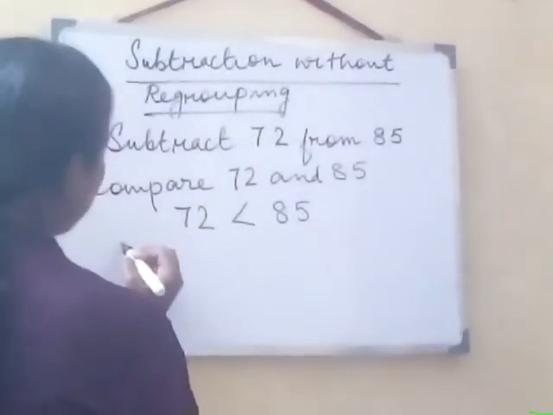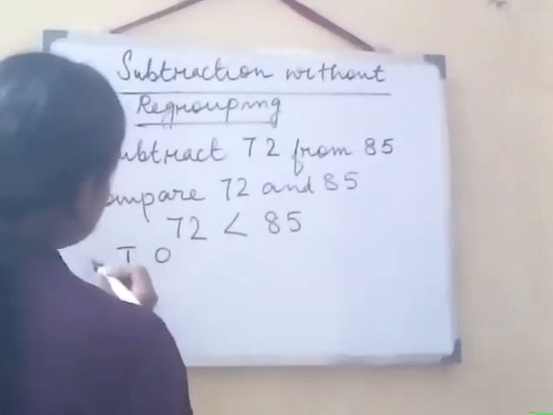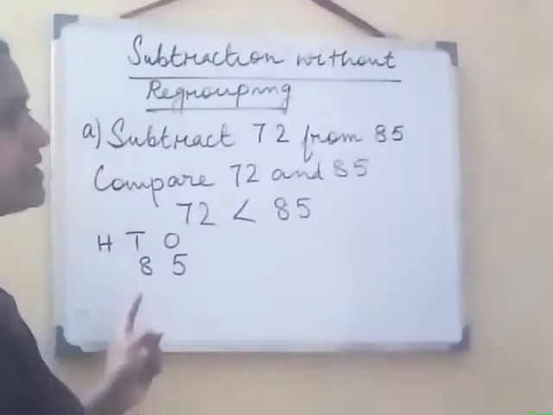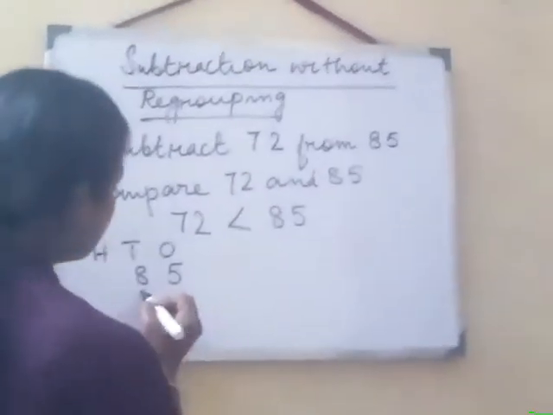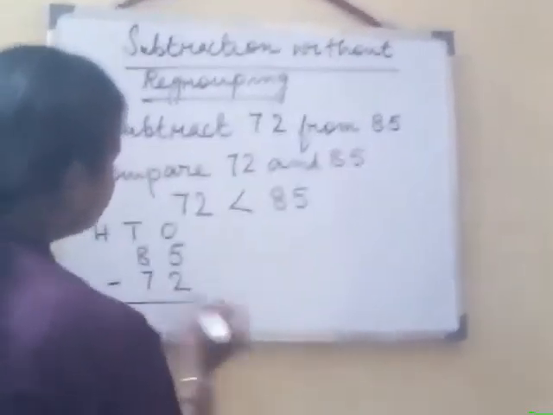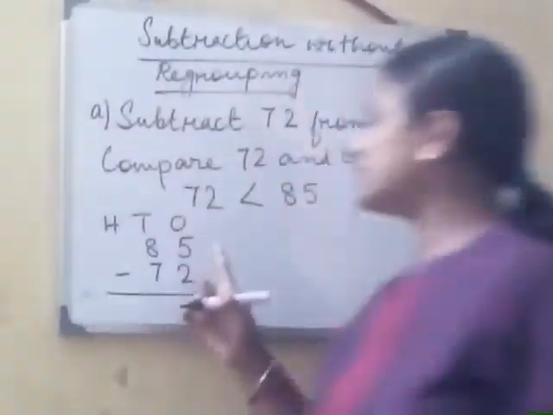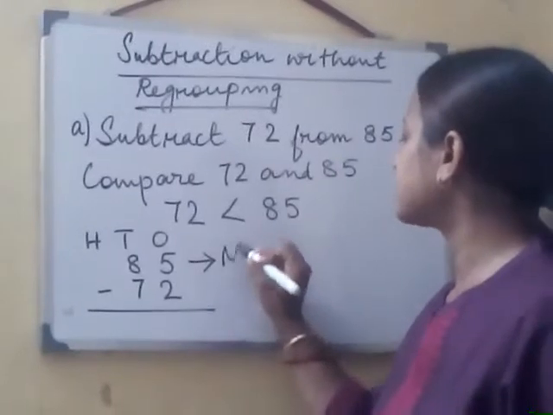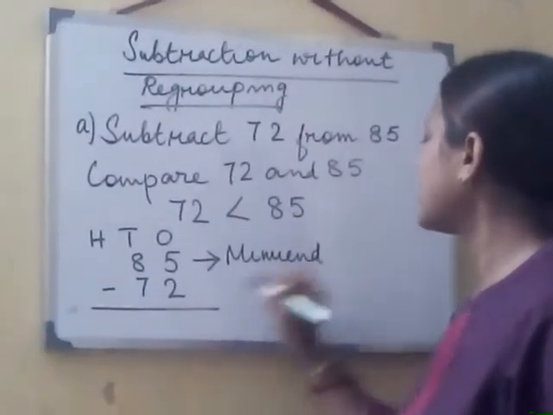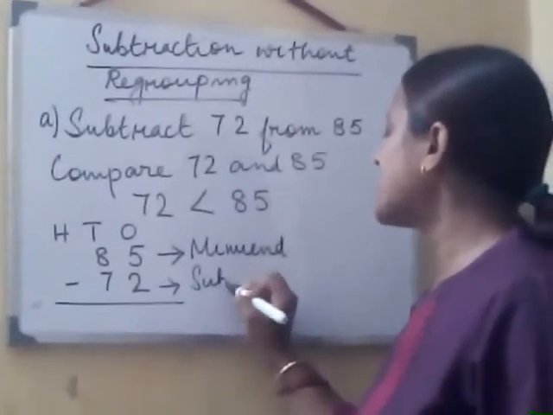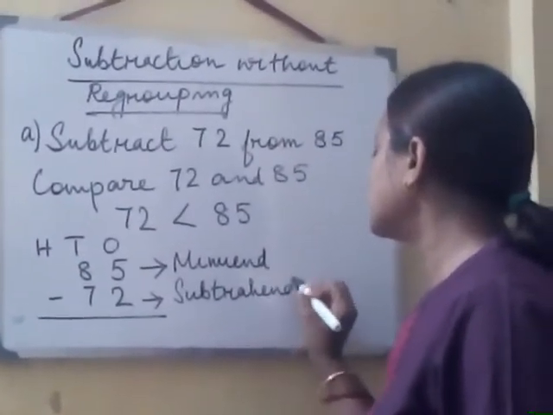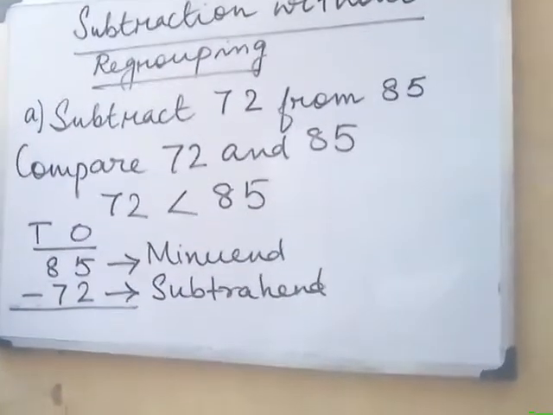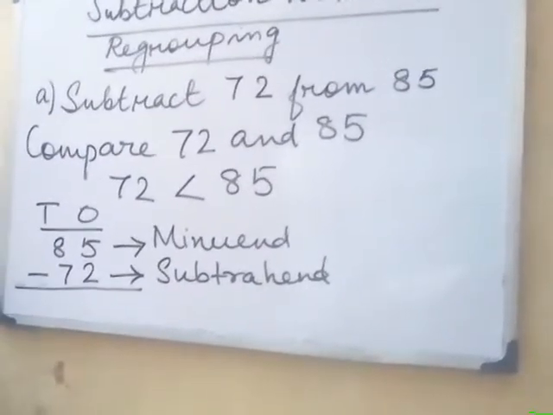Before doing subtraction, we have to write the units, ones, tens and hundreds. So 85, as it is the bigger number, we are writing above, and down we are writing the number 72. Now look at this one, 85. 85 in subtraction is known as minuend, and 72 is known as subtrahend. Now what is minuend? Minuend is the number which is being subtracted from, and subtrahend is the number which is subtracted.